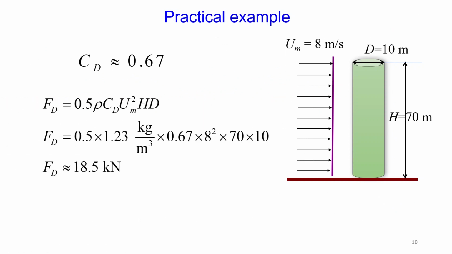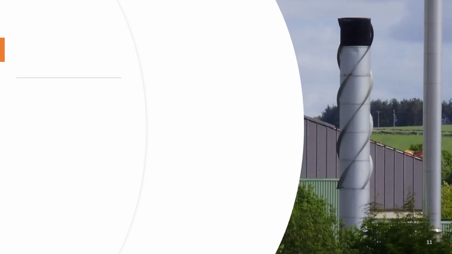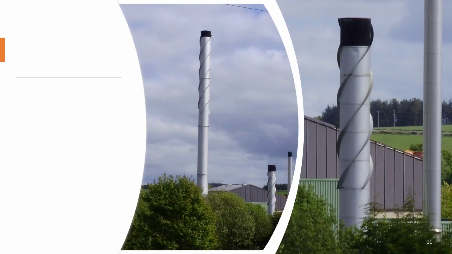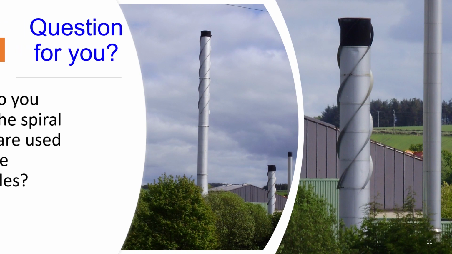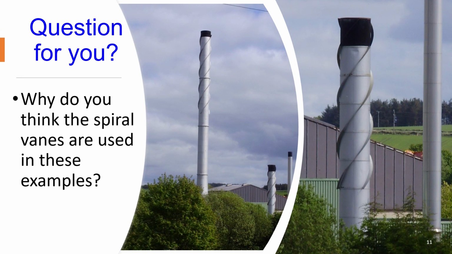And so, a final question for you. I answered the previous question, but I have another question and I would like you to think about this. If you have ever seen structures like this, where you can see spiral vanes on the structure, why do you think the spiral vanes are used in these examples? I'm not answering this. I would like you to think and provide your comments and tell me why you think these spiral vanes are designed and attached to those towers.